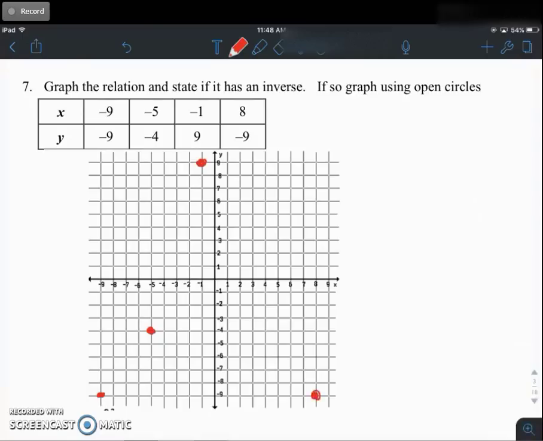So this relation is a function because, again, it passes the vertical line test, but it is not 1 to 1. If I draw that line, it hits more than 1 point, so it's going to fail 1 to 1, so it does not have an inverse. So just no inverse.